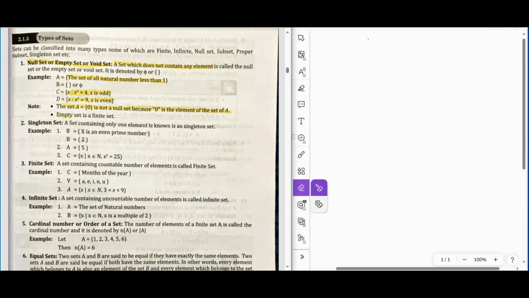Empty set is a finite set. Empty set can be a finite set. Okay, finite set is what? Finite means where we can count the elements.